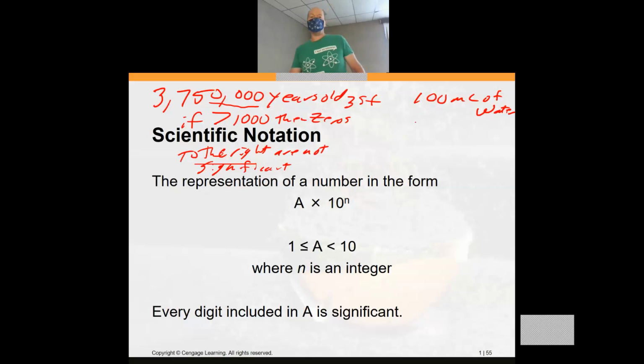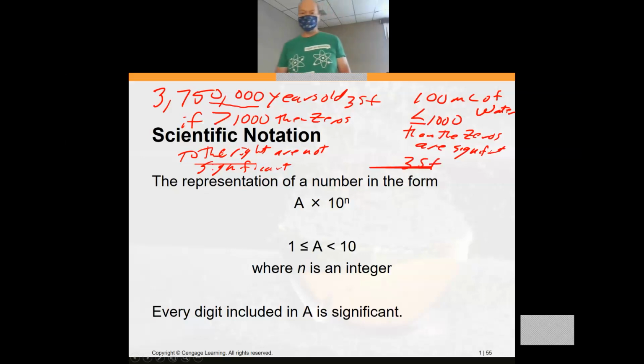Here, if you are less than or equal to 1,000, then the zeros are significant. And so this is also 3 significant figures. 100 is less than or equal to 1,000, and so the zeros are significant. All right, and so we would put these in scientific notation to be very clear and have 3.75 times 10 to the 6th years old.